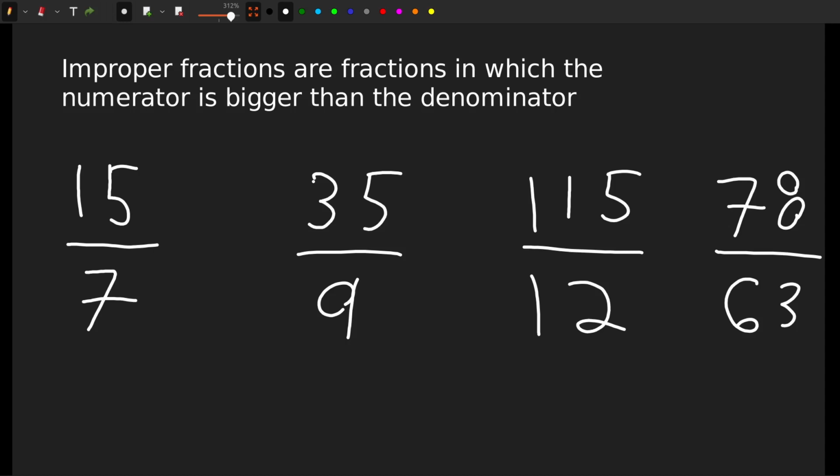And so, as mathematicians realized, they really do not like working with improper fractions. So they created the concept of a mixed number. And so we're going to take 35 over 9 here, and we're going to convert it to a mixed number. But first, I need to tell you what a mixed number is. So back to a definition.